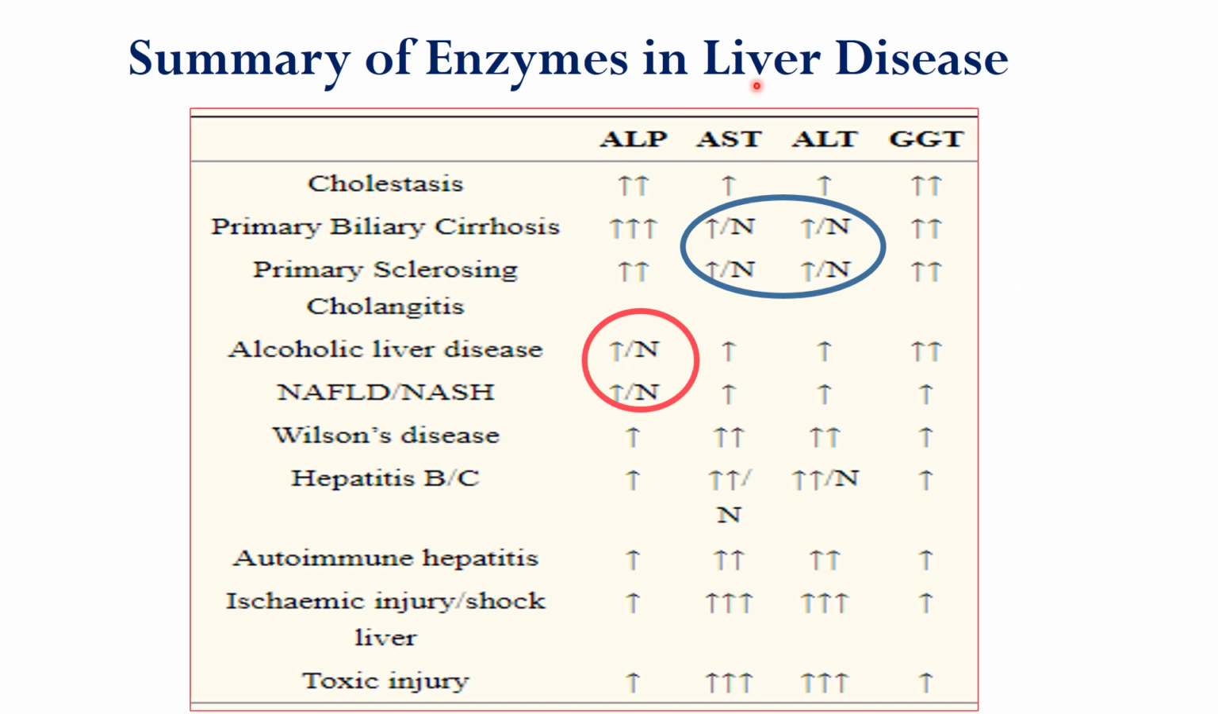Now, summary of enzymes in liver disease. This is a comparison, and you can see that these are various liver diseases and how the 4 enzymes of the LFT panel are being compared here, and which of the enzymes are raised, moderately raised or markedly raised in different liver diseases. So you will get an idea of various enzymes and how they are helpful in differential diagnosis of various liver diseases.